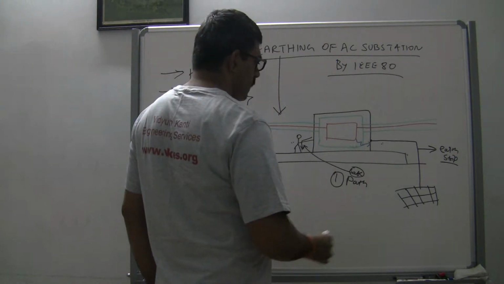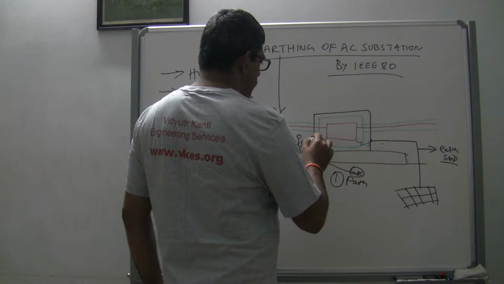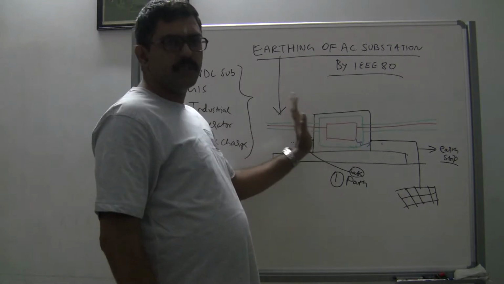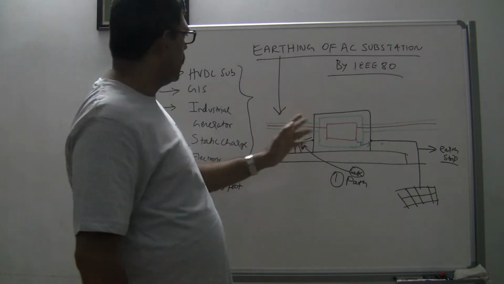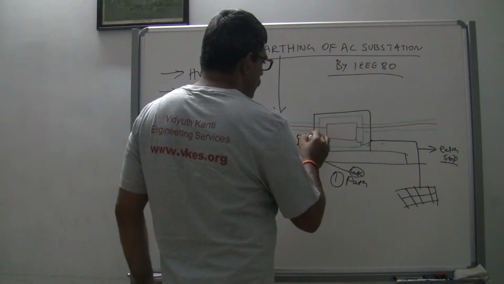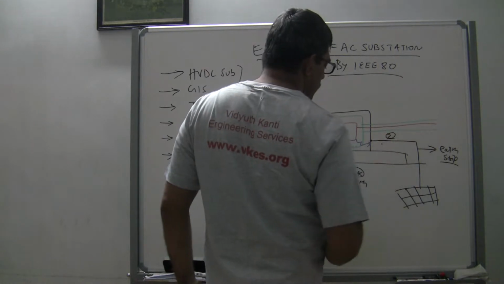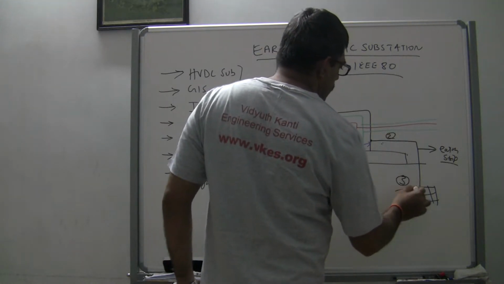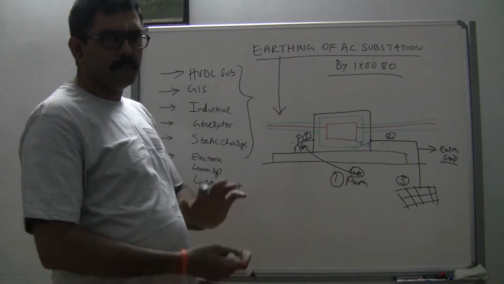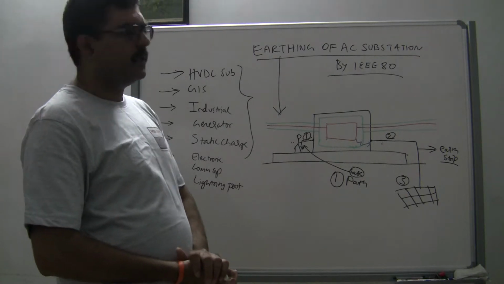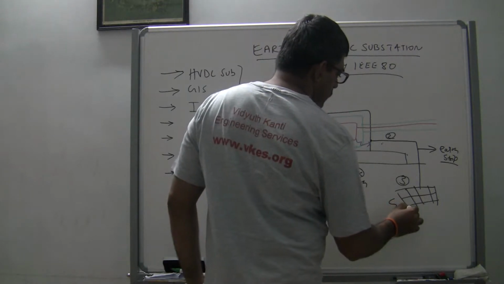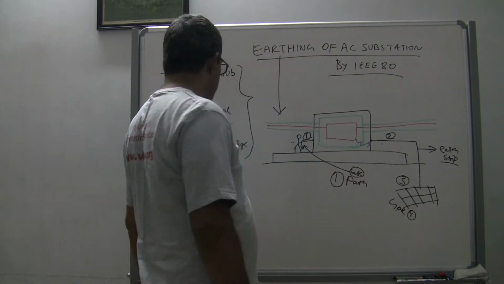Now, later on I will explain some concept called touch and step potential. Even if a person is touching, he should not get electrocuted. As we go further, I will explain about that. Number 2, I will explain about sizing of this grid. Number 3, I will explain about how this earthing grid is sized. What should be the depth of burial, how to determine, then I'll explain some concept called ground potential rise. So this I will do as we go further.